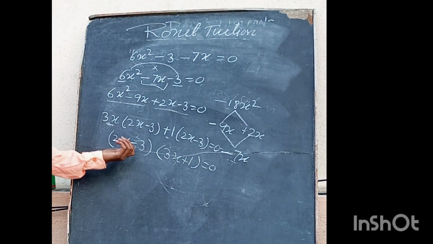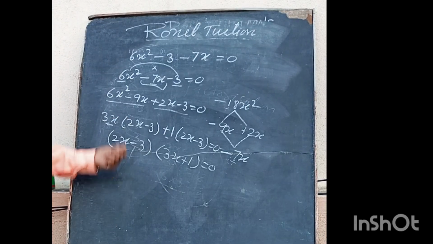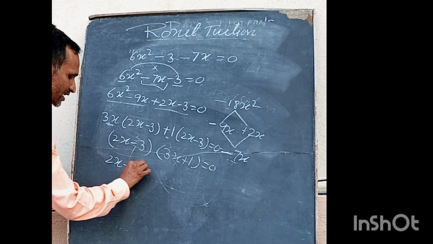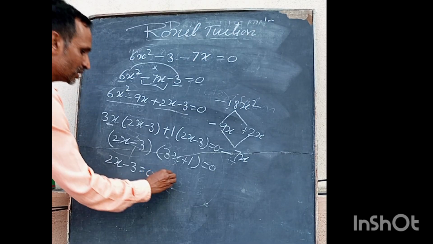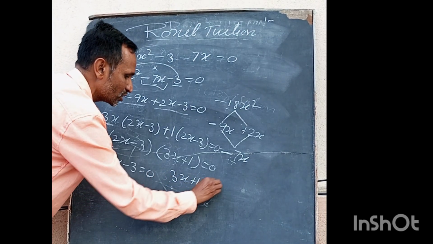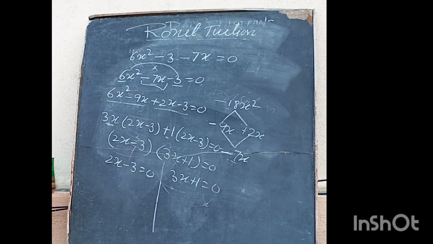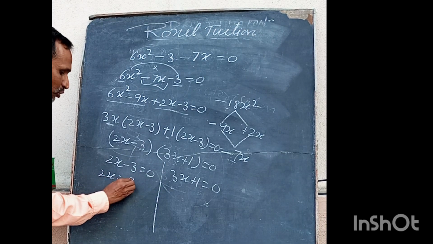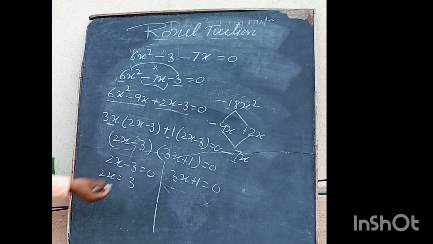Now either this is 0 or that one is 0, only then the product will be equal to 0. So I keep 2x minus 3 is equal to 0, otherwise 3x plus 1 is equal to 0. So we can write 2x is equal to, this goes to the RHS, minus 3 becomes plus 3.